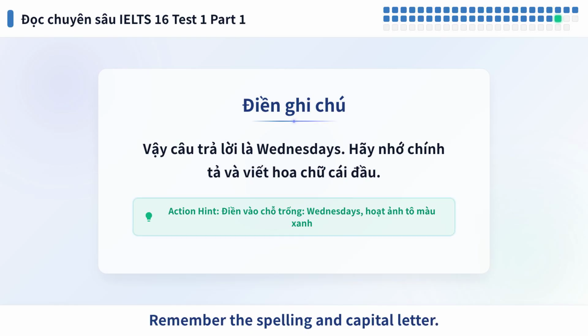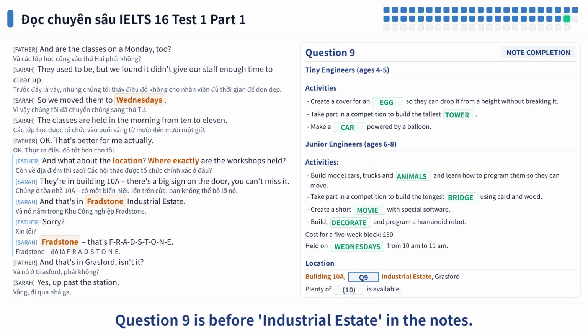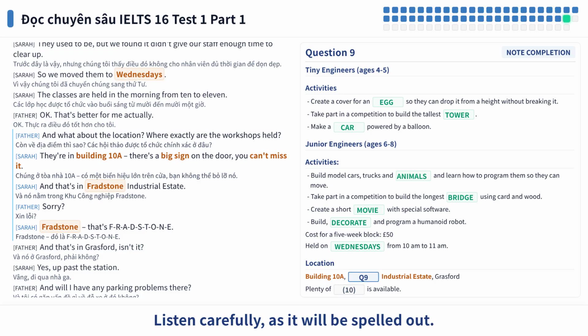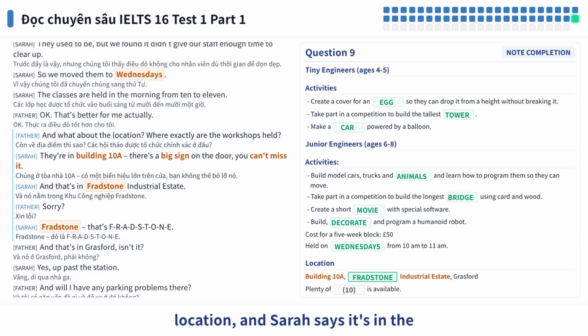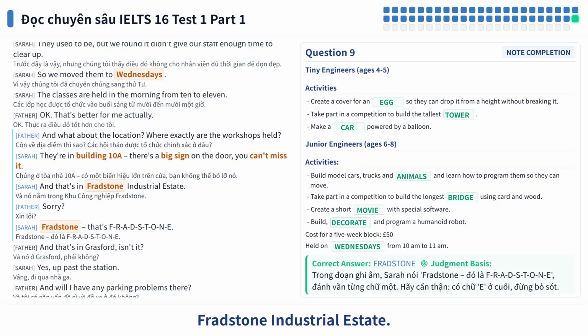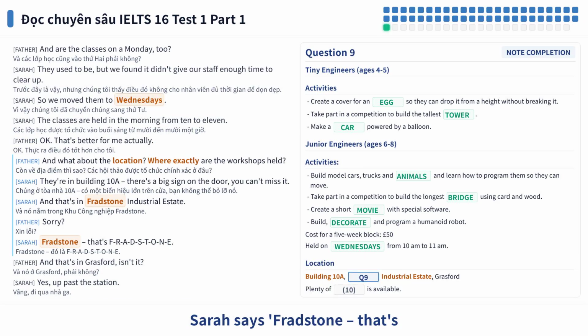Question 8 asks which day the classes are held on. Be careful, there is a correction trap here. The recording will first mention a wrong day. The blank is after "held on," so we need to fill in a day of the week. In the recording, the father first asks, "are the classes on a Monday?" But Sarah answers, "they used to be," and then says, "so we moved them to Wednesdays."